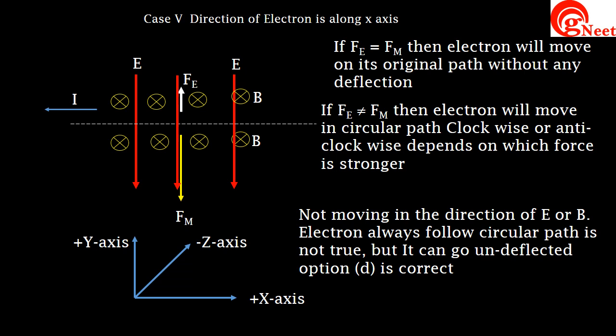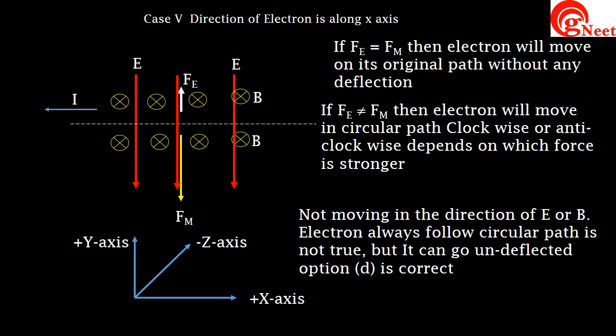Thus, electron may move deflected, undeflected, follow a circular or helical path, or move opposite to the direction of electric field. All depends upon the orientation of electric and magnetic field as well as the angle through which the electron enters the field.